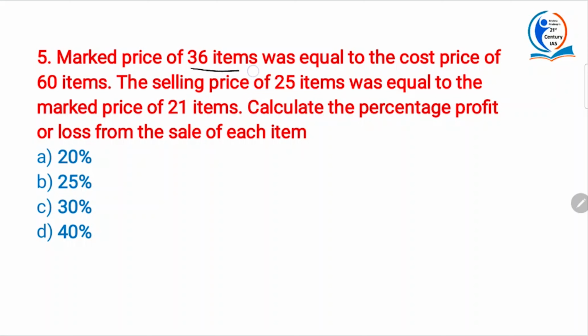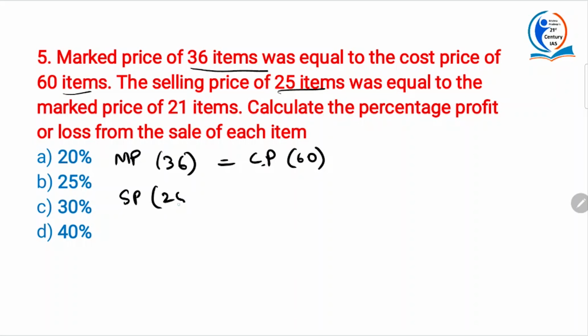Marked price of 36 items was equal to the cost price of 60 items. Okay. So marked price I will represent as MP of 36 items is equal to cost price of 60 items. All right. Now, the selling price of 25 items was equal to marked price of 21 items. Okay. Calculate the percentage profit or loss from the sale of each item.